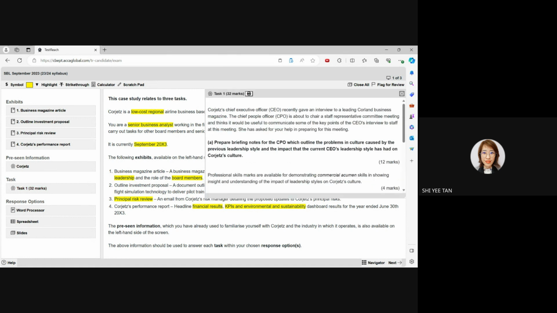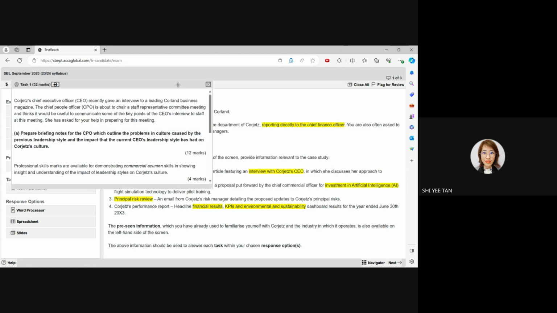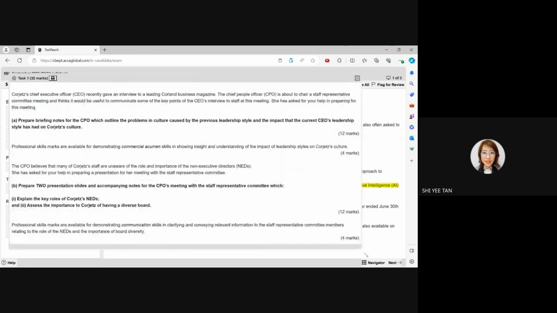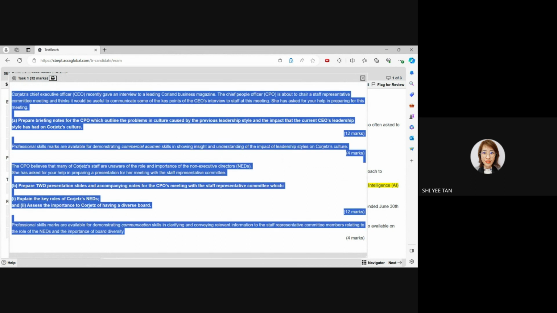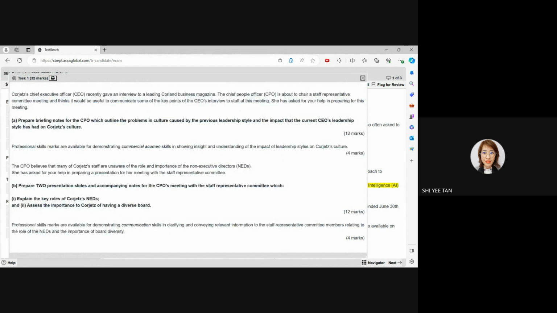So task number one. Now I want to print screen. Remember, I told you this morning, the highlights are all gone. Actually, I highlighted everything already, but the highlights are all gone. So now I want to print screen. I have to remind myself that I need to print screen. When you read the task, you just read according to sequence, no issue. Take note of the marks given in each of the breakdowns.